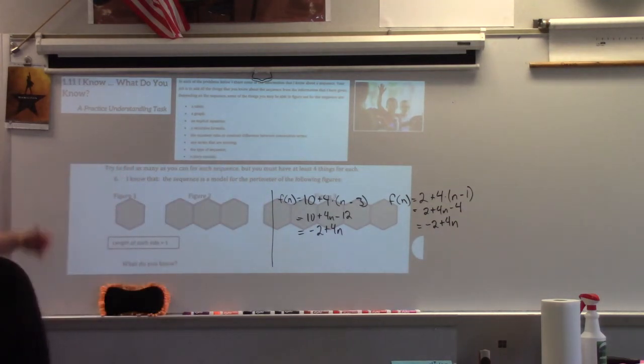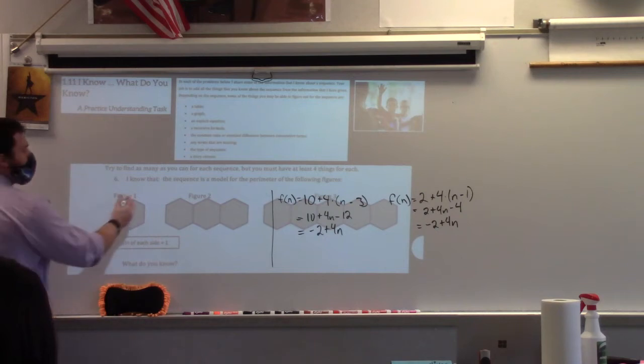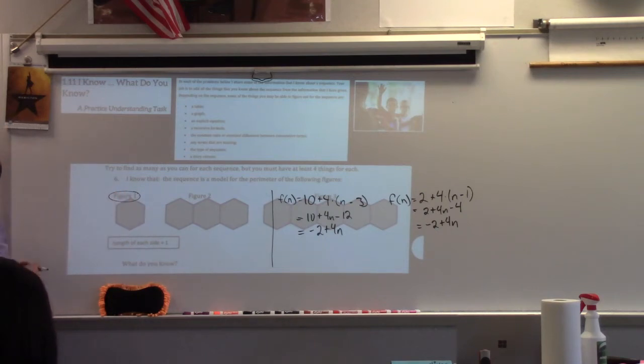Right? But let's look at this one, alright? We're running low on time, so we're just going to do a few of these together. When I look at number 6, I know that the sequence is a model for the perimeter of the following figures. How am I supposed to start on this one? Count. You got to count, right? Because for figure 1, what is the perimeter? 6.